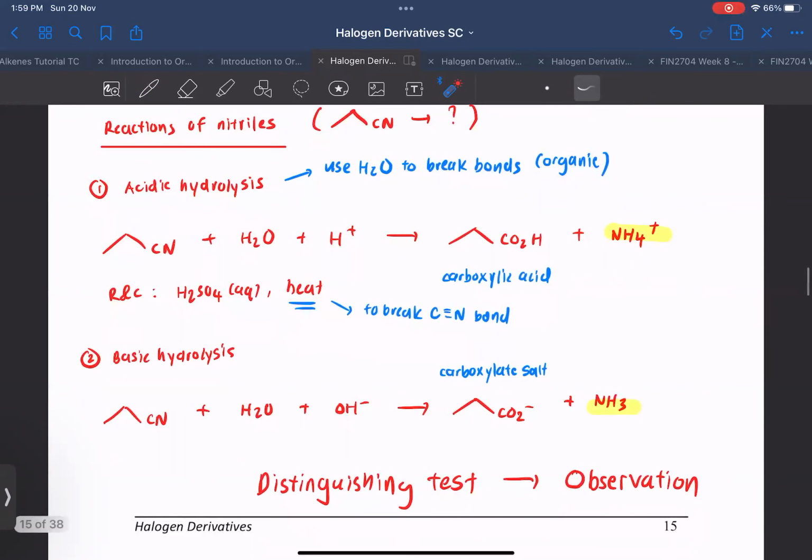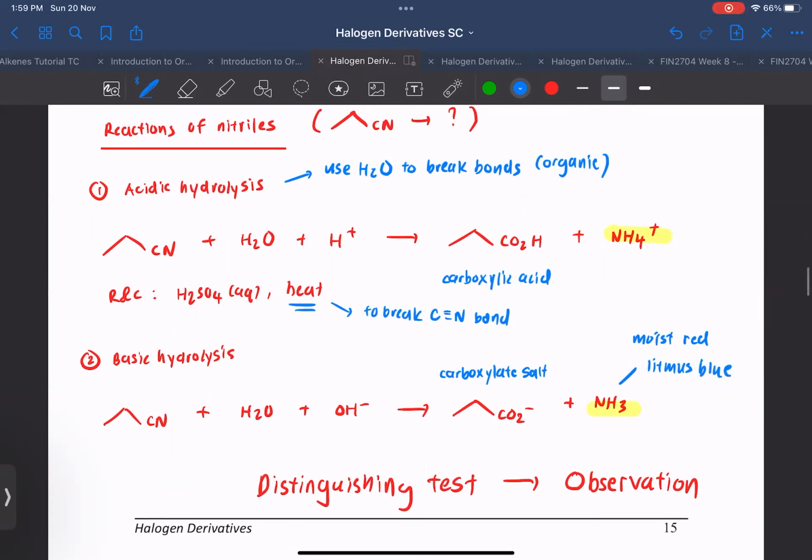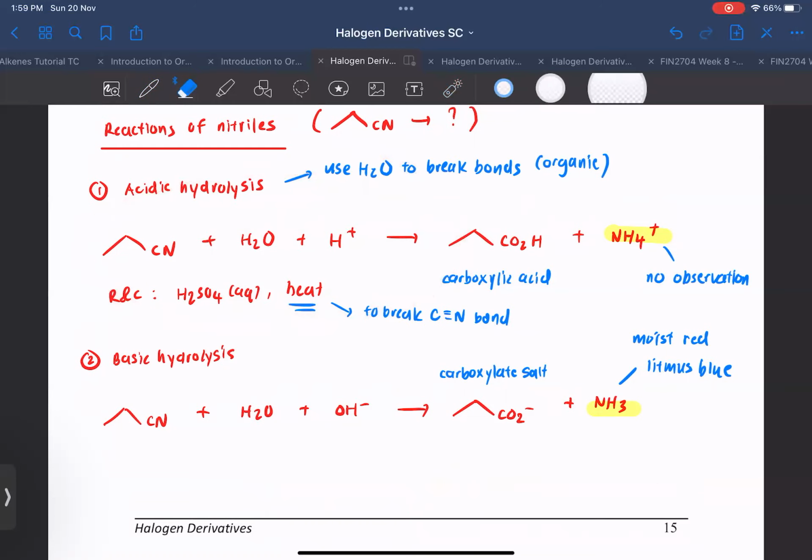It should be basic, right? Because ammonia gas can turn your moist red litmus paper blue. But you take a look at this guy here. NH4+, you cannot do anything. You won't see any observations. So take note, this one, no observation. So if you want a distinguishing test, please use the basic version. If they ask you to distinguish a nitrile, avoid the acidic version here.